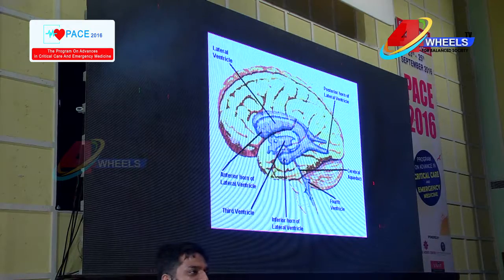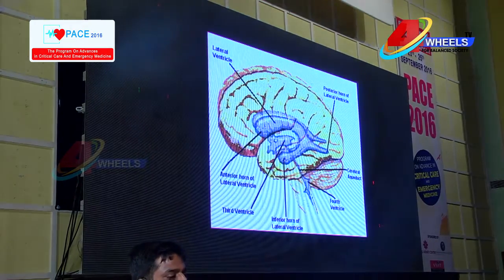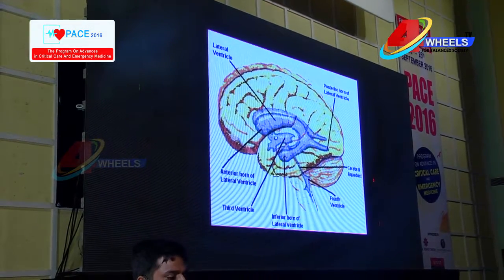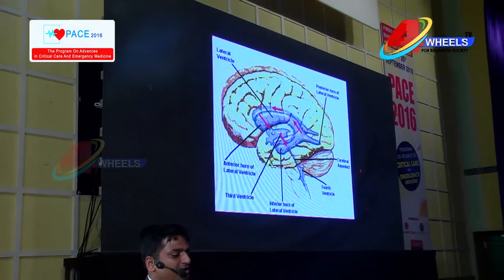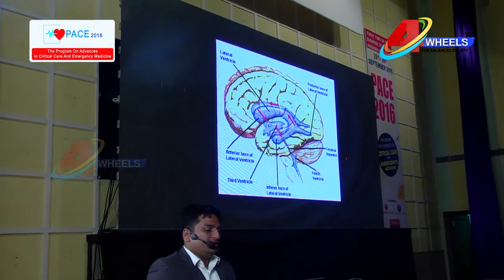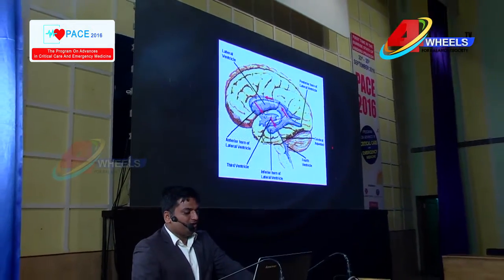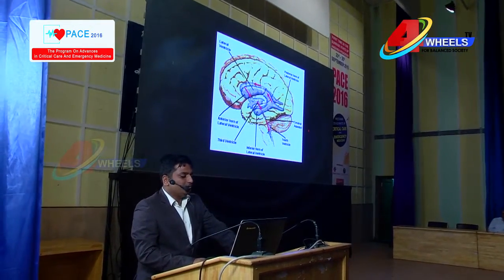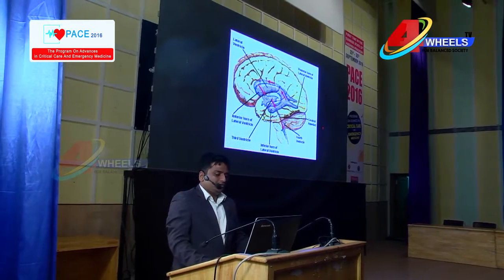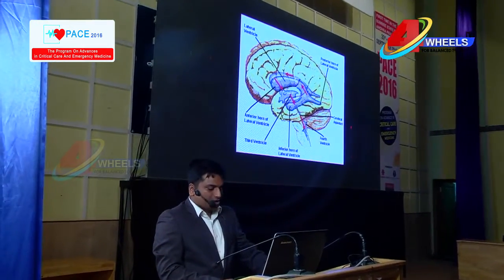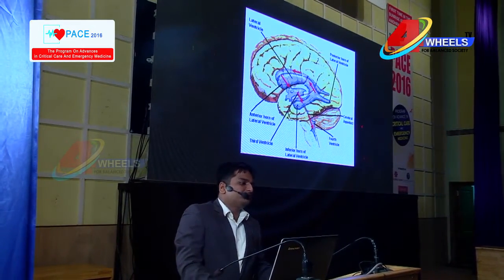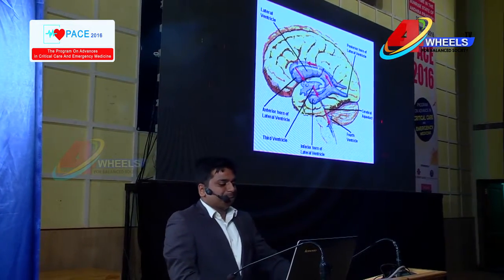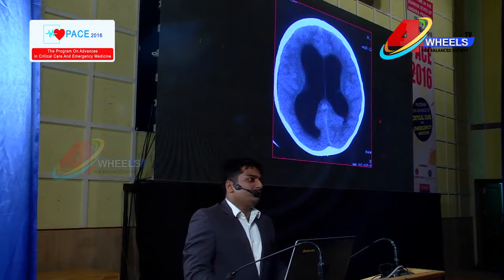Let's see the CSF drainage. CSF usually drains from the posterior horn of the lateral ventricle, goes anterior. From there it enters the third ventricle. From there it goes through the cerebral aqueduct of Sylvius to the fourth ventricle. From the fourth it goes into the subarachnoid space through the foramina of Luschka and Magendie. Now any obstruction to the flow can cause hydrocephalus. It can be due to SOL or blood.